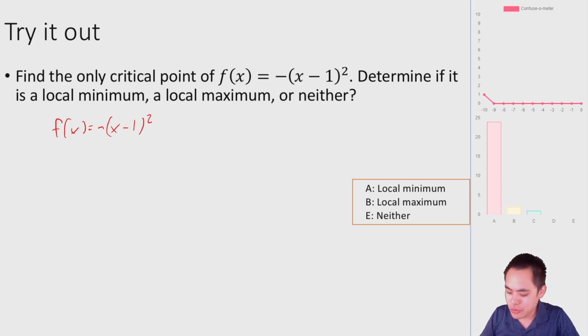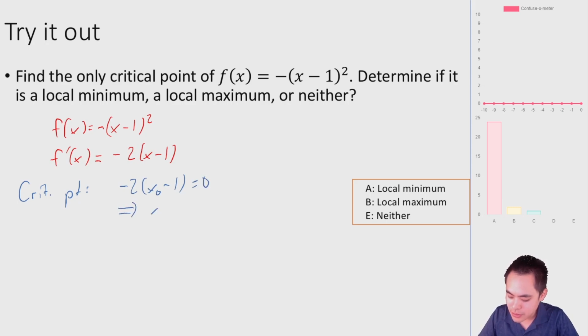So f of x is equal to minus (x minus 1) squared. So f prime of x, by the chain rule, is equal to minus 2 times (x minus 1). So therefore, we have a critical point. The critical point is at minus 2 times (x naught minus 1) equal to 0, which implies that x naught is equal to 1 is the critical point.